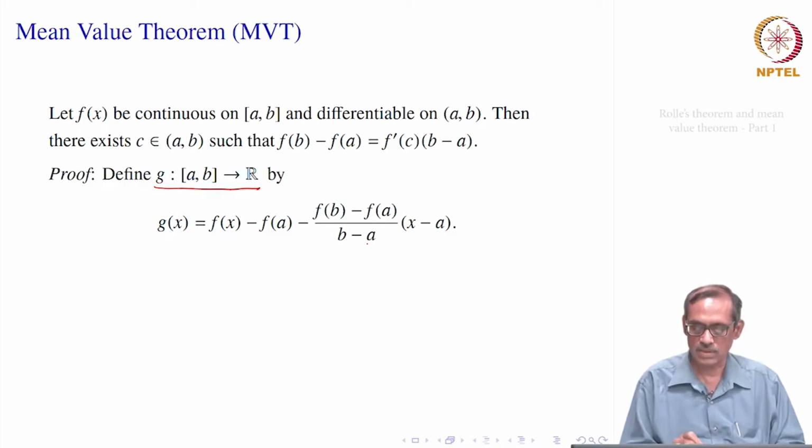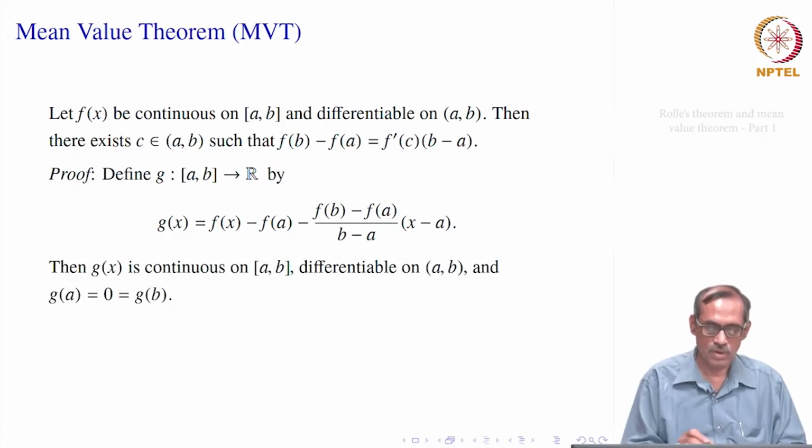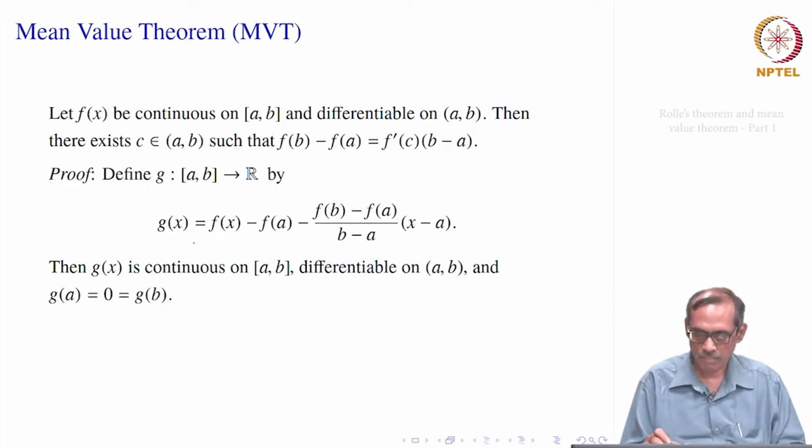So, b minus a is non-zero. This is well defined. And since f of x is continuous on the whole of closed interval [a, b], this function x minus a is also continuous. So, you see the whole thing, that expression g(x) equal to f(x) minus f(a) minus (f(b) minus f(a))/(b minus a) into (x minus a), defines a continuous function on the closed interval [a, b].